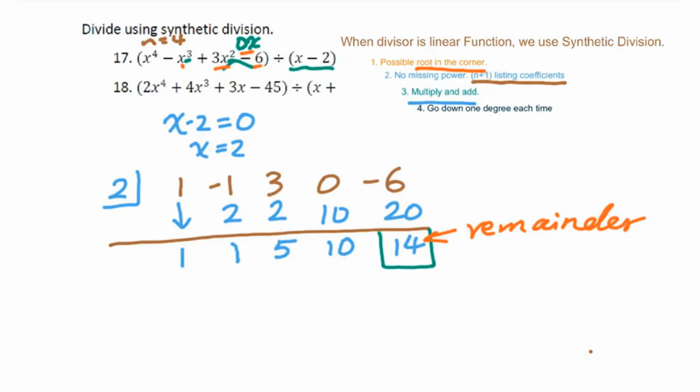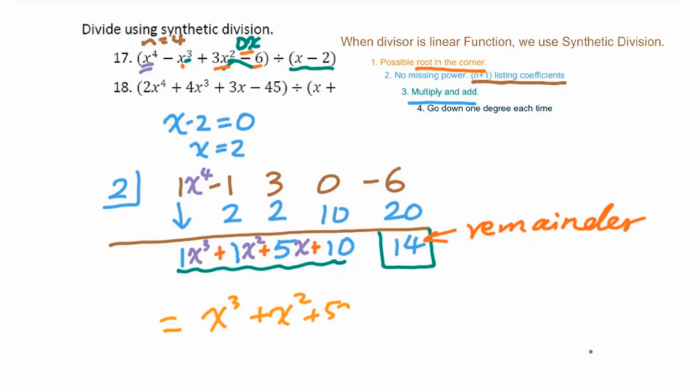How will you find the quotient? First of all, look at here. That's x to the fourth power. We go down 1 degree. We got x third, x squared, x. Then I put the addition between each term. Therefore, this will be the quotient, and this is the remainder. We can write down the answer: x third power plus x squared plus 5x plus 10, then plus 14 over x minus 2.